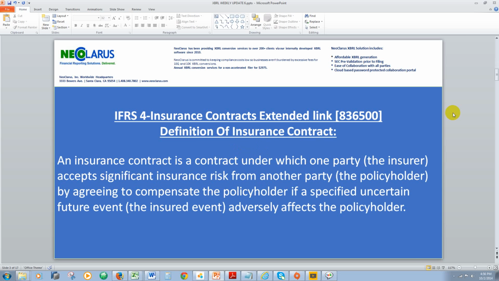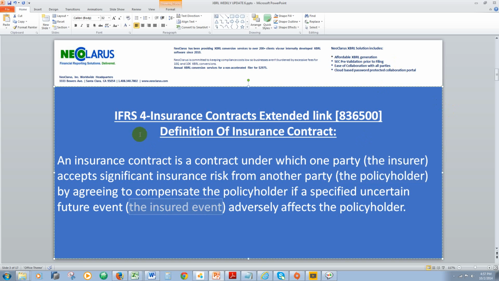So we are looking at the definition of insurance contract, and we are also looking at the extended link of the IFRS taxonomy for the IFRS 4 insurance contract standard, which is 836500, which we are going to have a look at very soon. The insurance contract definition has 3 important components: the insurer, the policyholder, and the insured event.